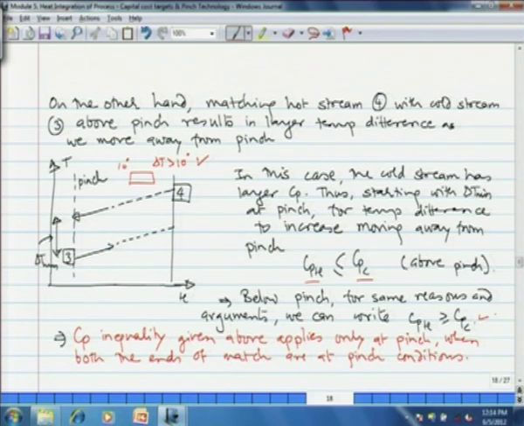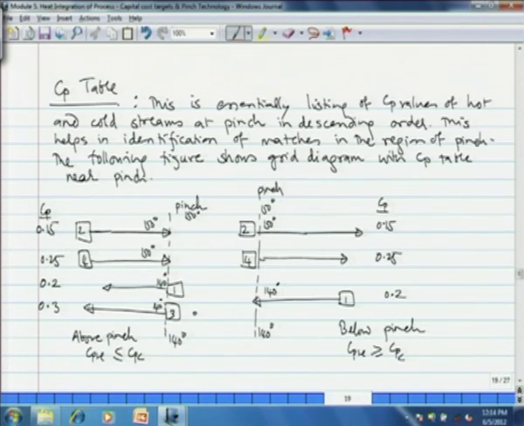However, we should note one point, that the CP inequality given above applies only at the pinch or the region near the pinch. As we go away from the pinch, the temperature difference increases, and in that case we need not obey this particular constraint. So, the CP inequality given above applies only at the pinch when both ends of the match are at pinch conditions. As we go away from the pinch, that constraint is relaxed.